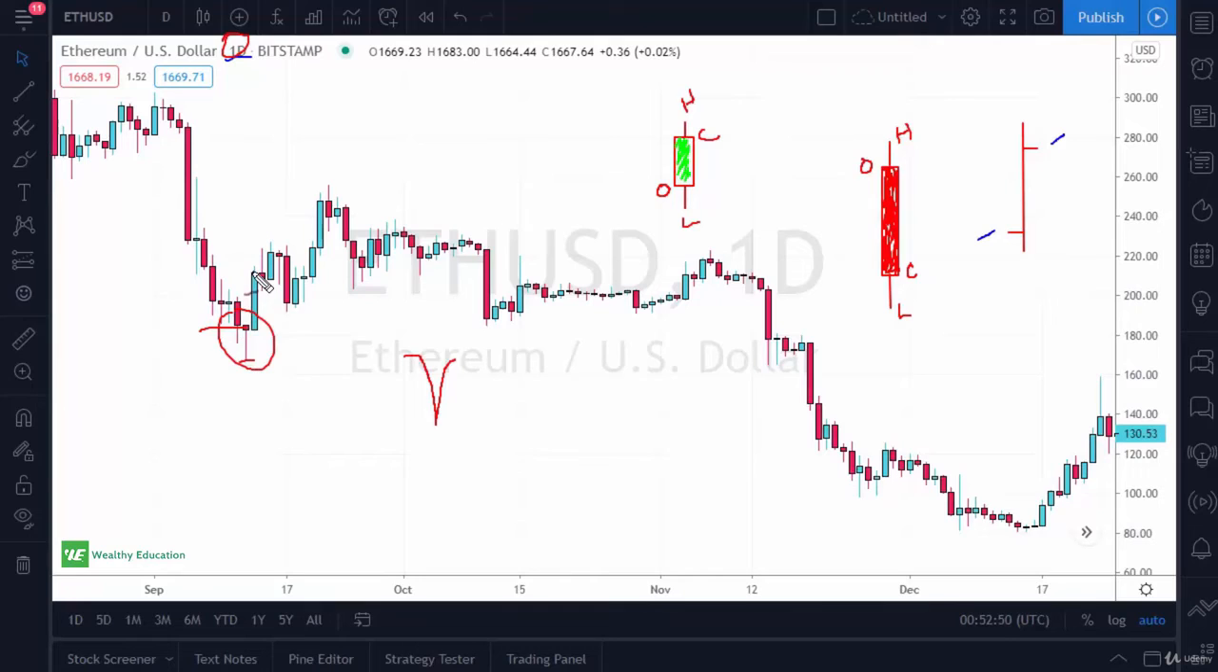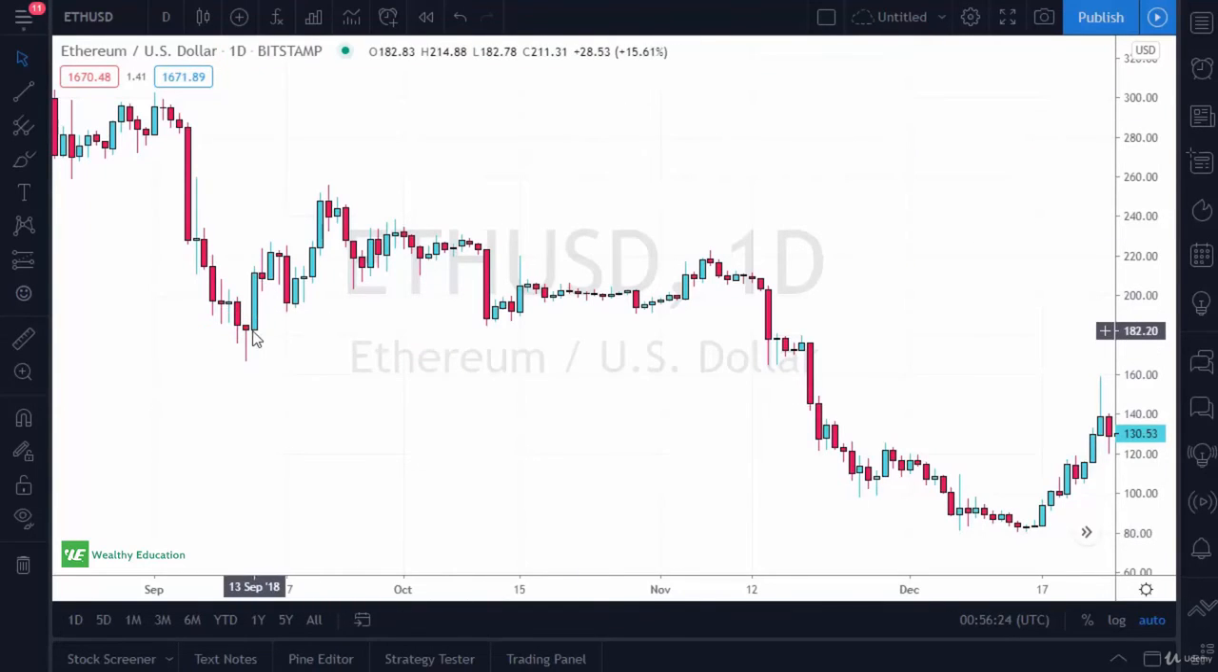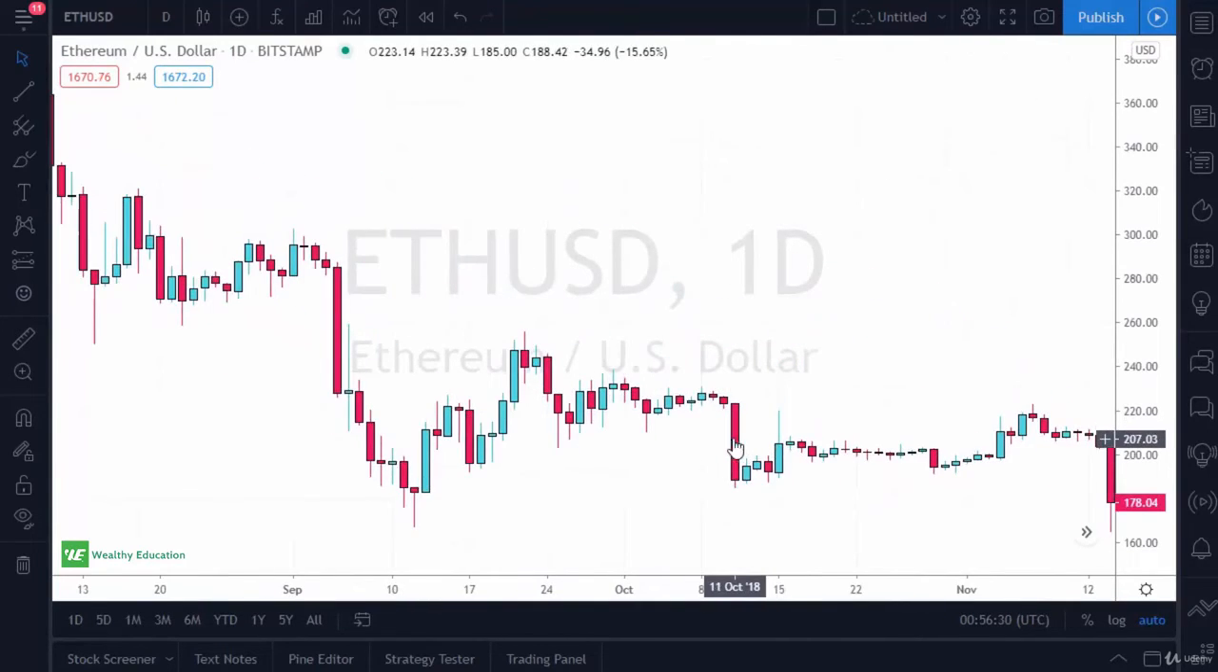And then you turned around and you saw this candlestick here. And you can see that we opened and closed higher. And in fact, as I zoom in like this, you can see that there was no wick.